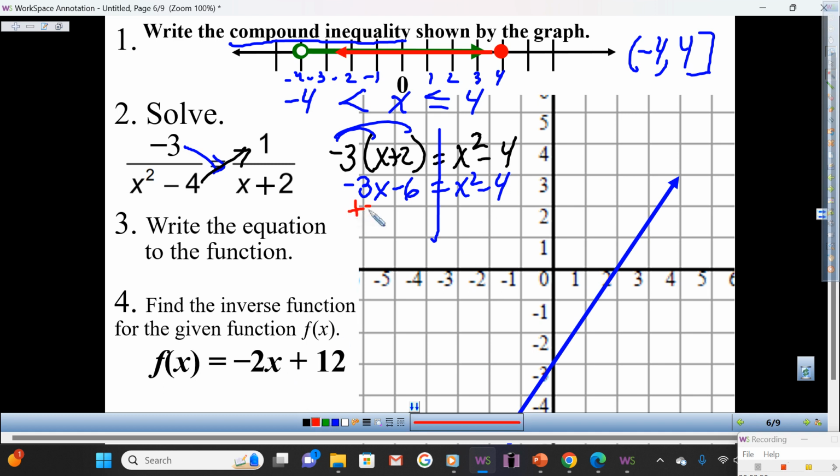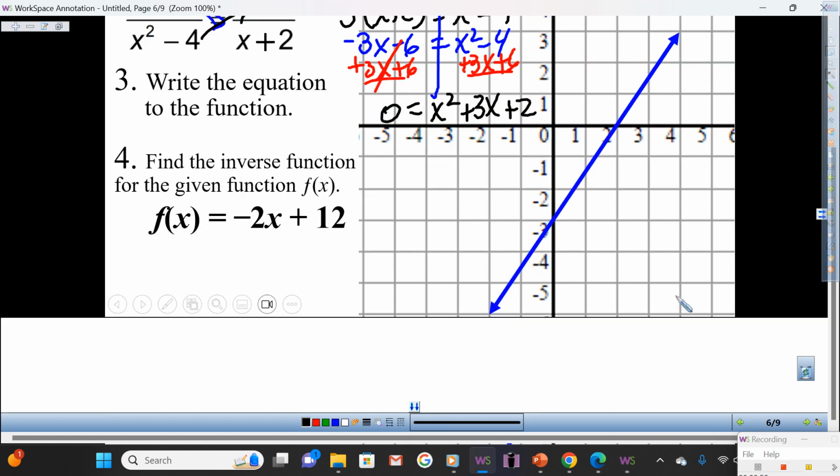And then plus 3x plus 6 plus 3x plus 6. So I end up with 0 equals x squared plus 3x plus 2. So far, so good, yes? Yes, Mr. Q. All right. So tell your neighbor what to do from there, and then I'll pass it to someone. What do I do from there?